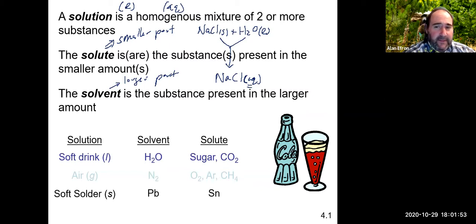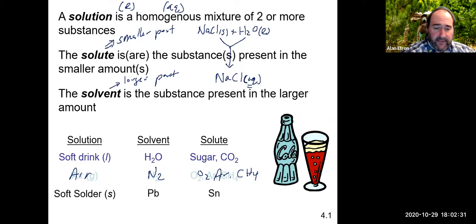Now, oftentimes we think about solutions as always being in the liquid state, like a soft drink, for example. Water would be the solvent; sugar, CO2, all the bubbles that you see would be the solutes. A little hard to see, but this one here is actually air. At least it's hard to see on my side. I don't know how it is on your side, but that says air, I think. And actually the major component of air is nitrogen gas, not oxygen. It also has oxygen, argon, CH4 as well, and those would be solutes as well.